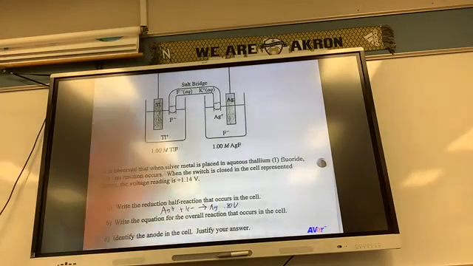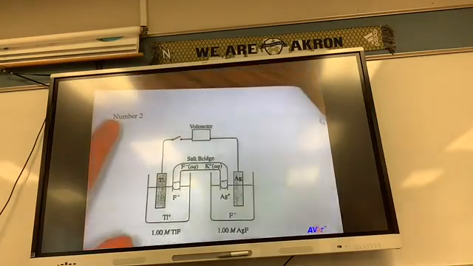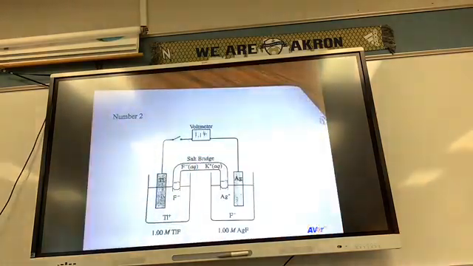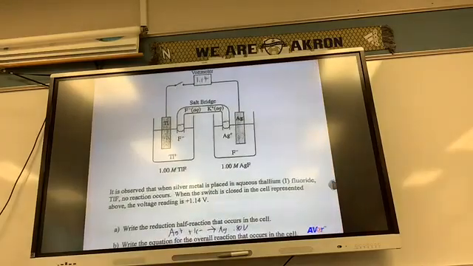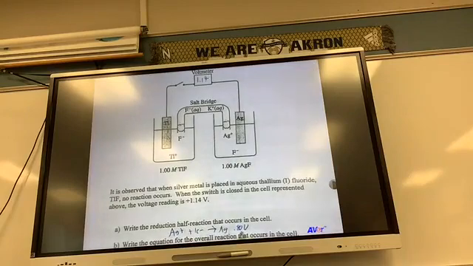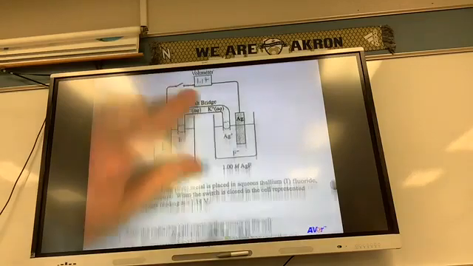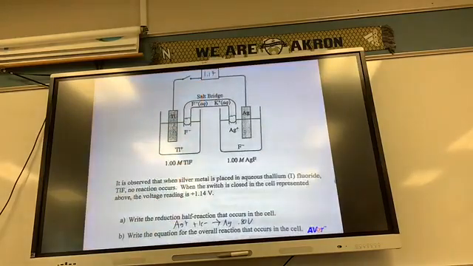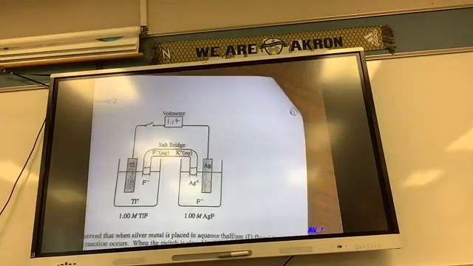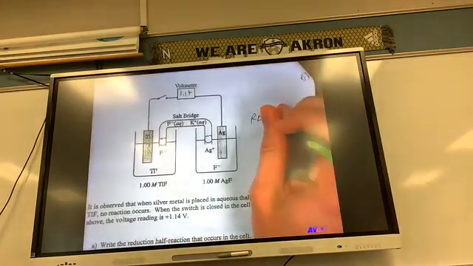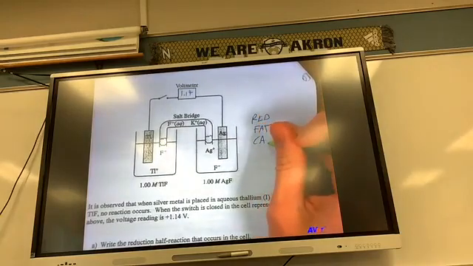Well, here's the thing. They told me when I closed the circuit, my voltmeter is 1.14 volts. Agreed? So, is there any way that thallium can be greater than 0.80 volts? How do we know it's 0.80 volts? From the book. Ag plus electron yields Ag is 0.80 volts. So, is there any way that thallium can be greater than 0.80? No, because the total is 1.14, right? Therefore, we know that silver is our reduction. It has a higher reduction potential.